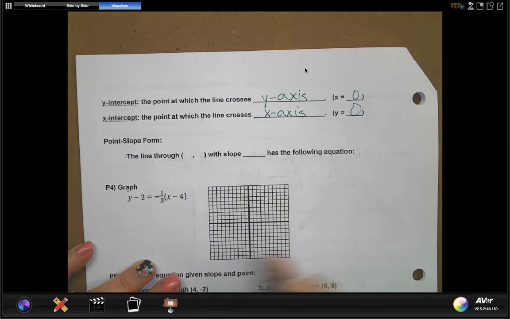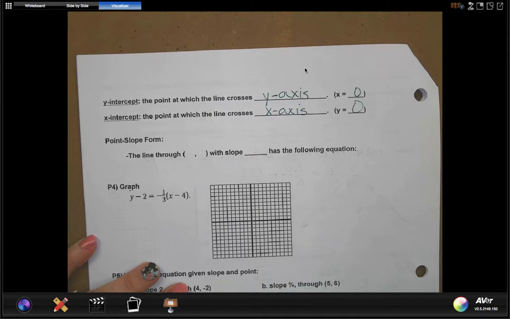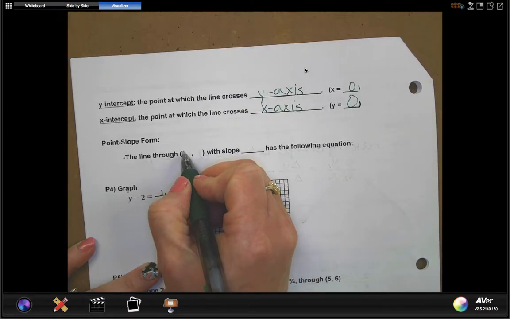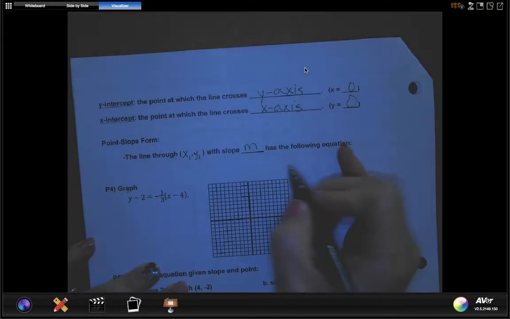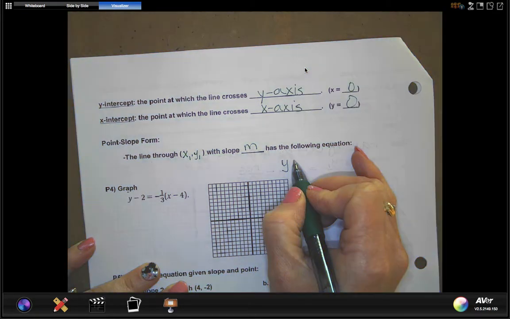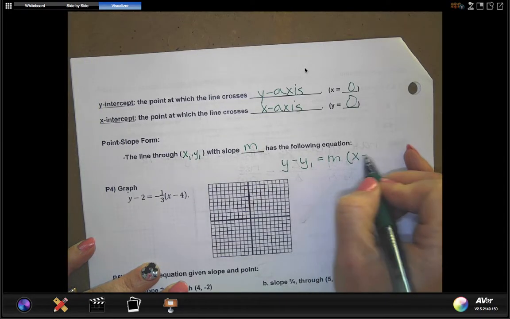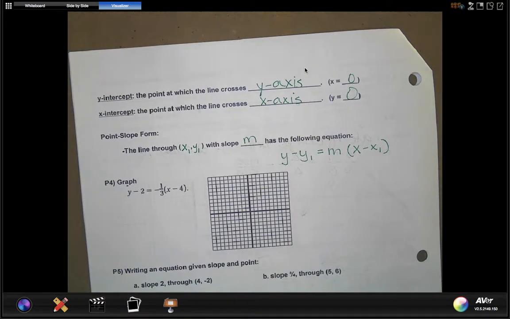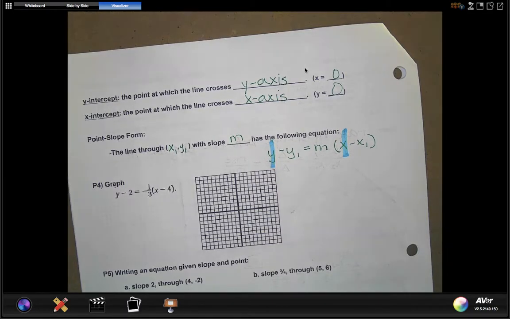Well, we also are going to do another type of equation here. It's called point-slope form. It says the line through x1, y1 with slope m has the following equation: y minus y1 equals m times x minus x1. Basically, just like with your other equation, some of these things are going to be variables. So this and this are still going to be variables. Everything else you should be able to plug in numbers.